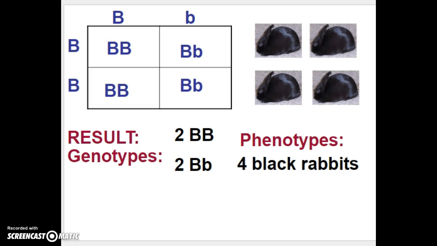So again, we're going to put the parents along the left side and on the top. Combine the alleles together in the box. Capital letters go first. So we will have, in this case, for genotypes, 2 purebred and 2 hybrid individuals. However, they will all have the same phenotype. They will all have black fur because black fur is dominant over brown fur.